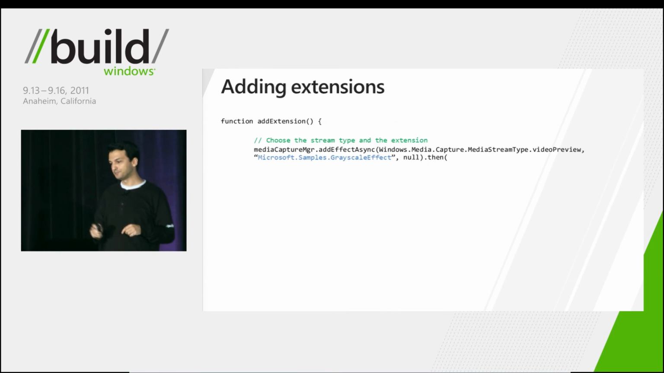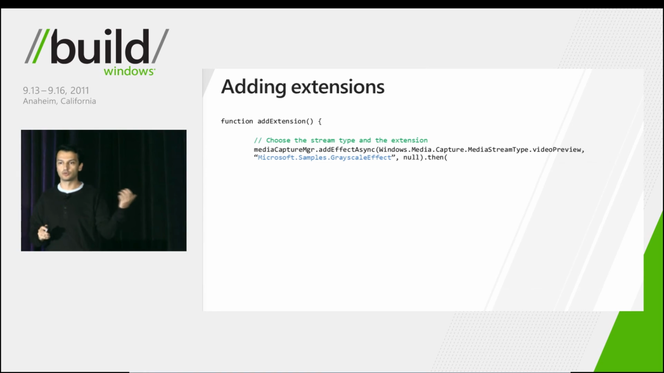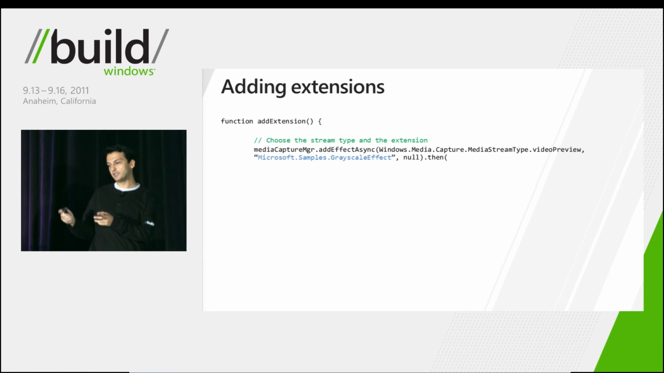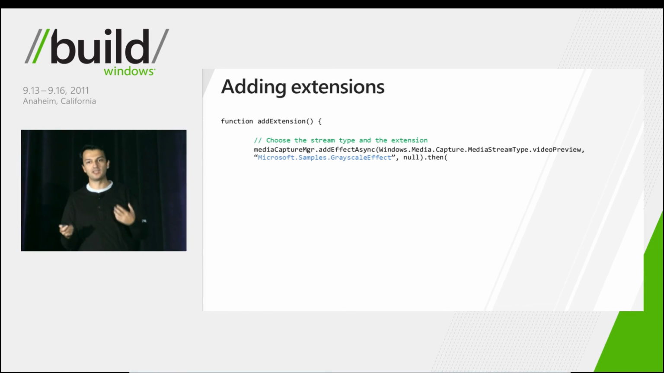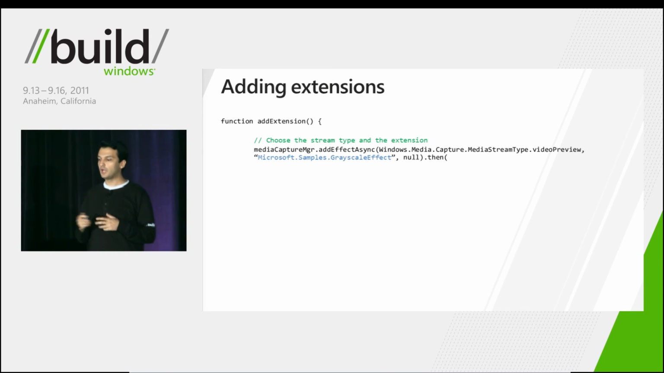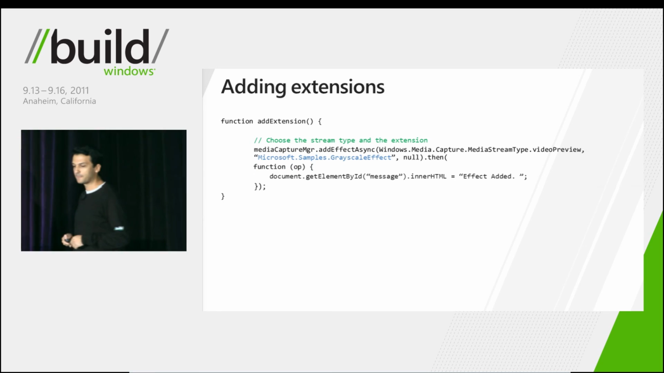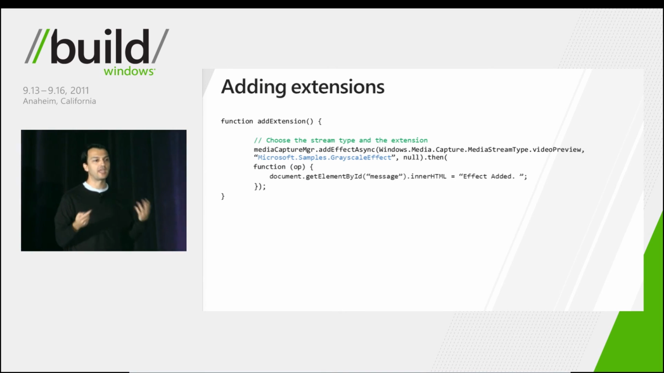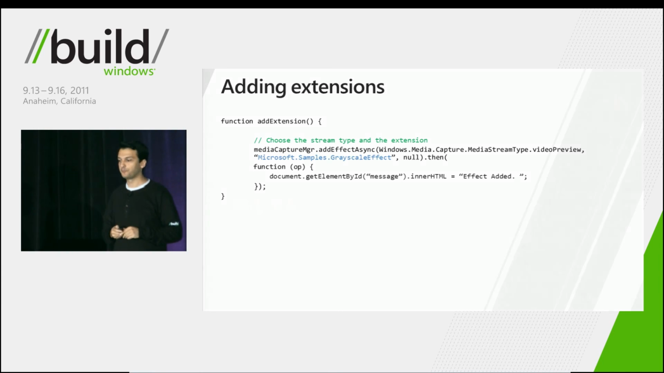How do we do that? Remember the object that we've created earlier in JS for media capture. One function call. The first parameter in this case is media stream type video preview, so I'm adding it only to the preview. And the second parameter is the name of the effect. And then I'm good to go. And the cool thing about this is that you can do this after you started the stream anytime. You can edit, remove it dynamically, and everything will continue to work.